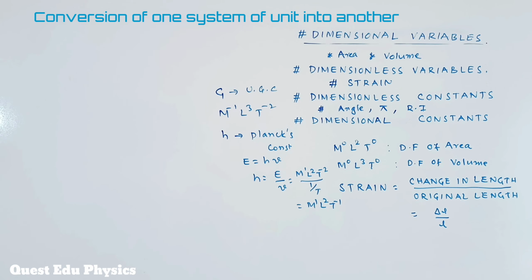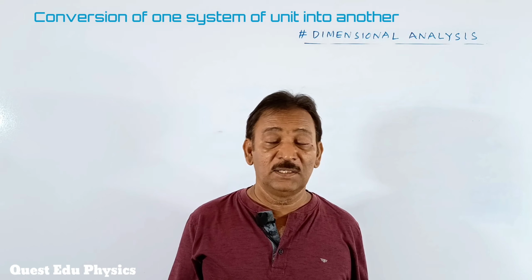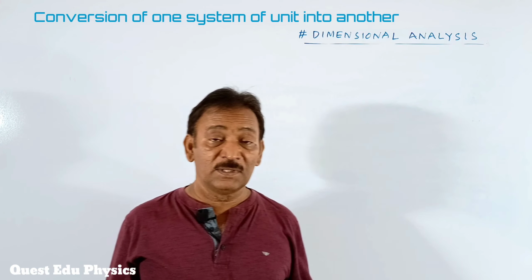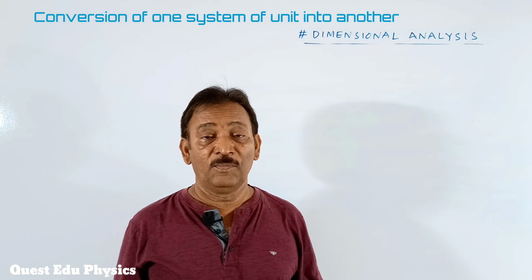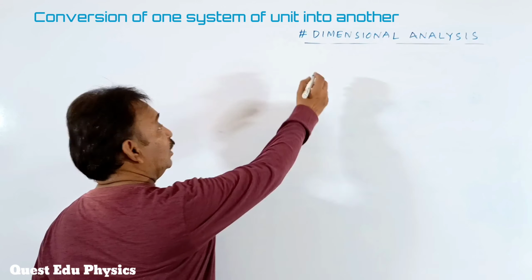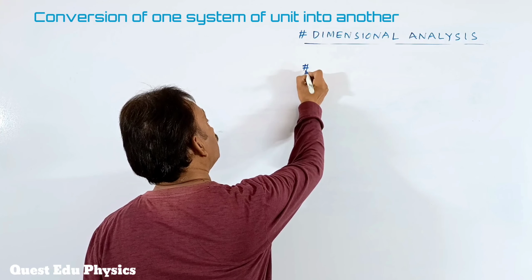Okay, students, we are entering into another part of the units and measurement, students. The important one is dimensional analysis. What is dimensional analysis and how is it useful, we have to understand. We can analyze the dimensions in different ways, students. The first one is what? To convert one system of units into another.